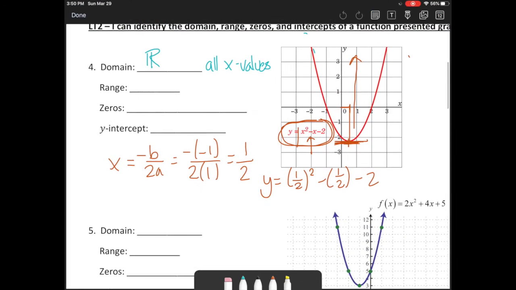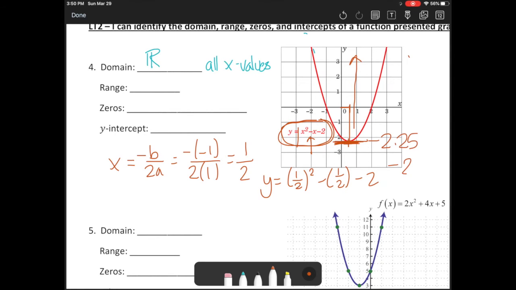Make this a little bit bigger. Right here, it's negative 2.25 or negative 2 1/4, okay? Or you could call it negative 9/4, however you want to do it. So the range goes from that number up to all real numbers. So y, range is y is greater than or equal to negative 2.25. It's okay with me if you put it as a decimal.